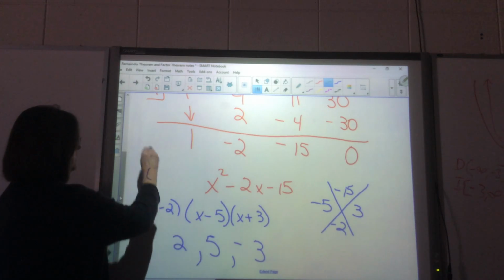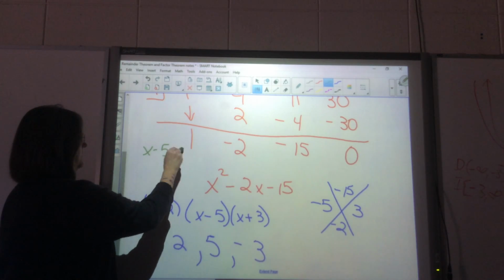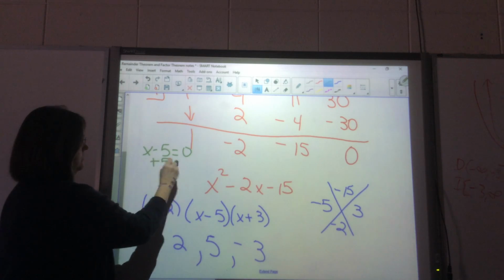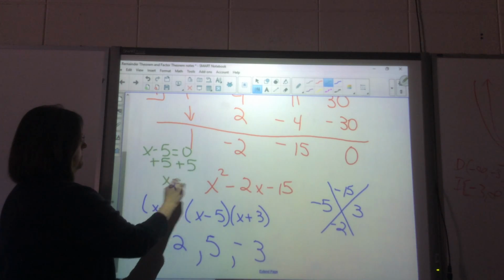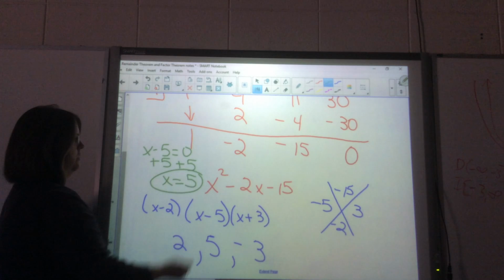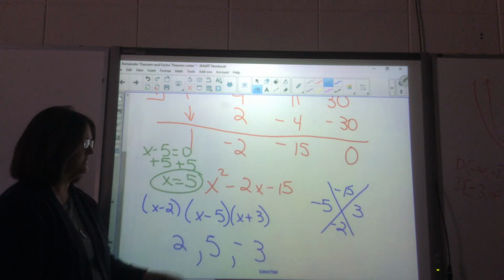Remember, you get your zeros by setting each of those equal to 0 and solving. And remember the shortcut that we learned early on in the year where it's just the opposite sign.